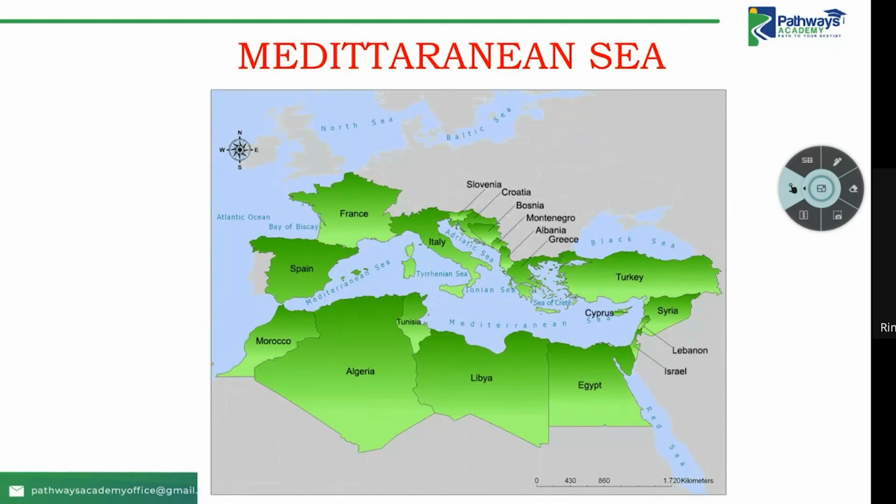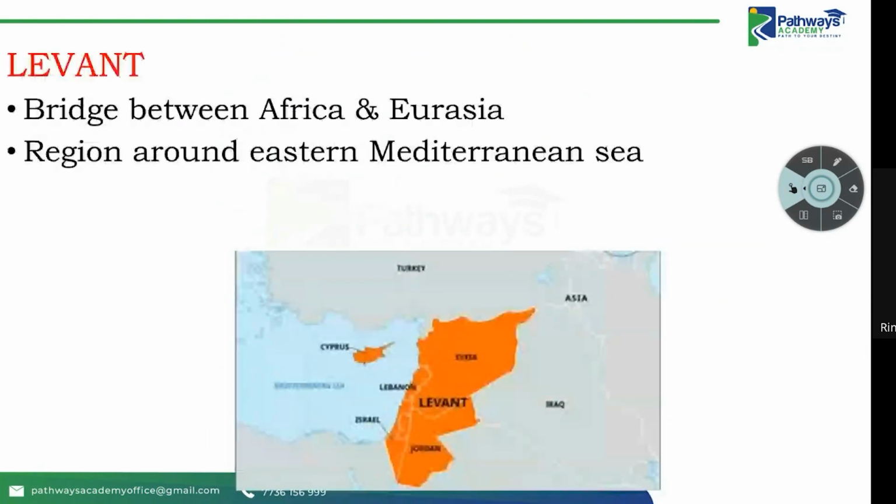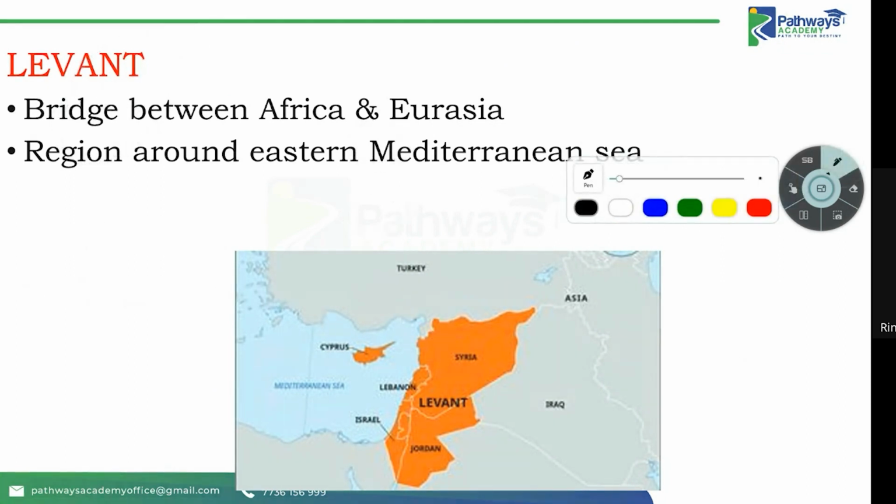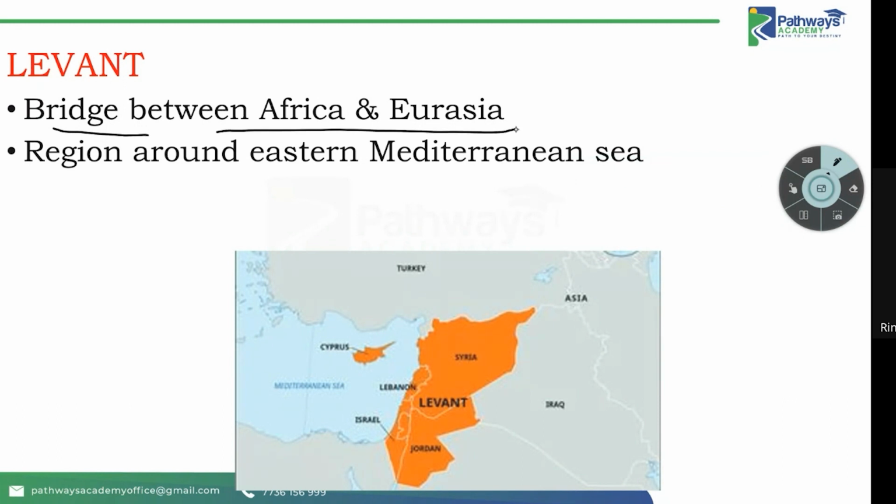Mediterranean Sea, we already discussed in the last class. I am not going to take it again. Levant. What is Levant? Levant is the eastern region of the Mediterranean Sea, and it acts as a bridge between Africa and Eurasia.